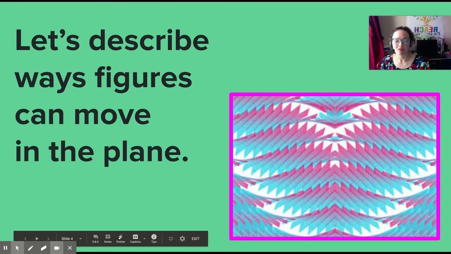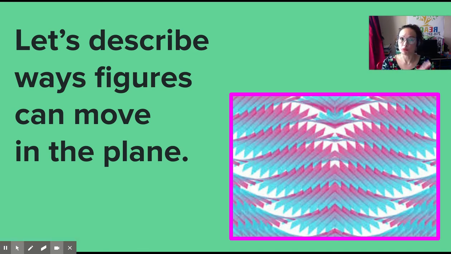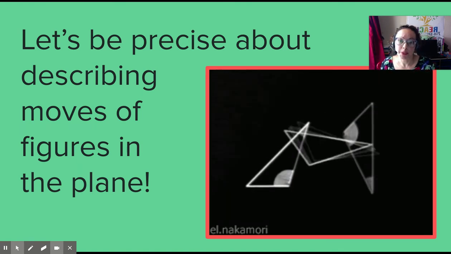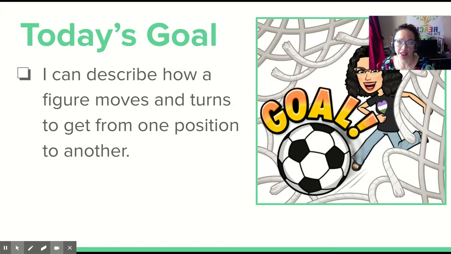Let's describe ways figures can move in the plane. That's what we're working on today. So our first unit is all about how things move on a graph or just in a space, and also congruence. That's the idea that something is the same size and the same shape, even though it maybe was rotated or maybe flipped or maybe turned upside down, still the same thing. So we want to be precise about describing the moves of figures in the plane.